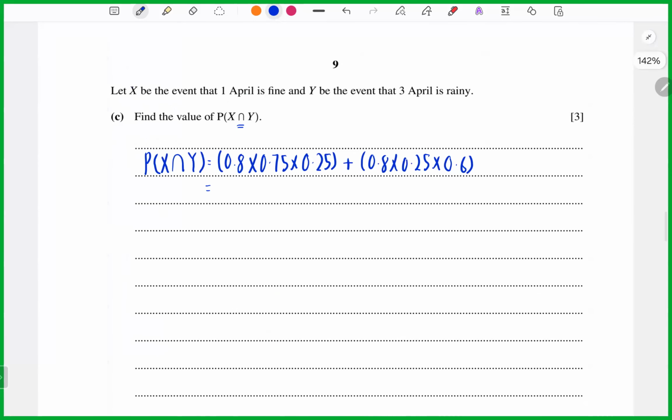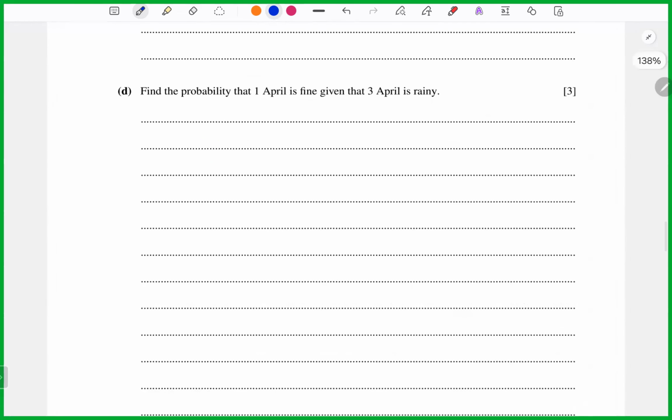Alright, so you can start to calculate. 0.8 multiplied by 0.75 multiplied by 0.25 gives 0.15, plus 0.12, which equals 0.27. Okay, part D: find the probability that 1 April is fine given that 3 April is a rainy day.